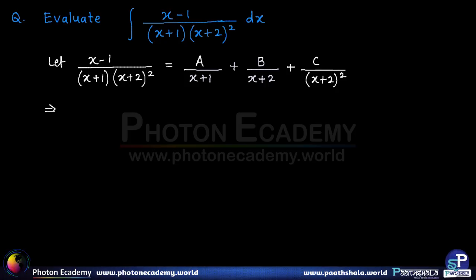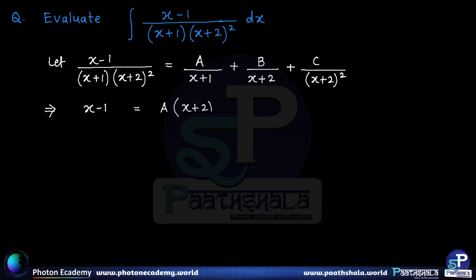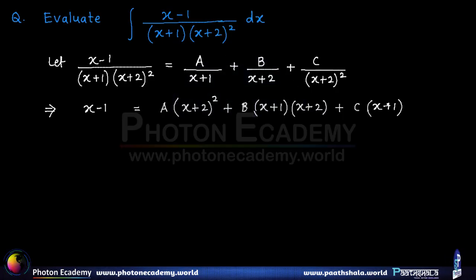So therefore this implies x minus 1 is equal to A into (x plus 2) the whole square plus B into (x plus 1) into (x plus 2) plus C into (x plus 1), right? So now we have to successively vanish two terms so that one unknown constant remains, right? Now let's put x as minus 1.